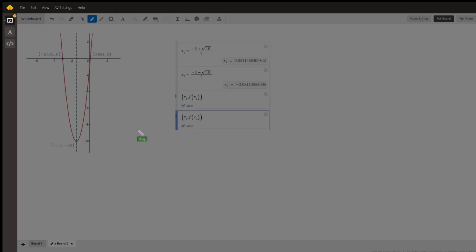And here's a picture of the graph. The green dashed line is the axis of symmetry. Here's the vertex, negative 3/2, negative 10. These are the roots with decimal approximations for them. But here are the exact values. And you can see, if I write this in function notation, that the y-coordinate is 0 for those roots. So those indeed are the roots.